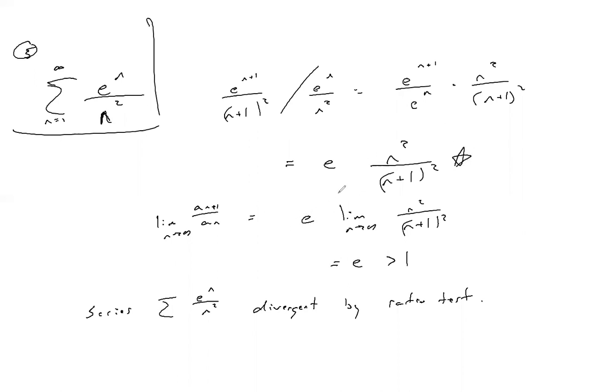Here's where some skills with 11.1, these limit laws, can come in. I can bring the e outside the limit. Then I'm looking at the limit of the stuff inside, n squared over n plus 1 squared. That limit is equal to 1. So e times that limit is equal to e, and we know e is greater than 1. When I do ratio test, I get a limit, and the limit is greater than 1. So what does ratio test tell me? It tells me that my series is divergent. So I write my conclusion here: series is divergent by ratio test.